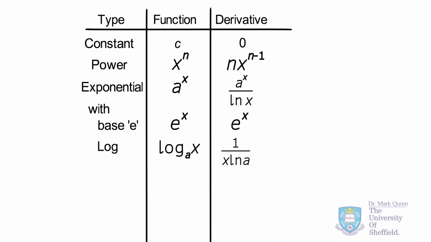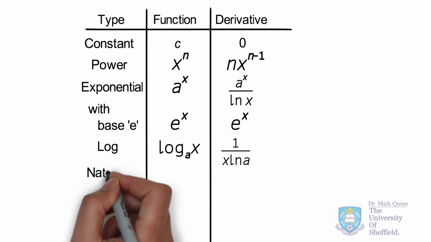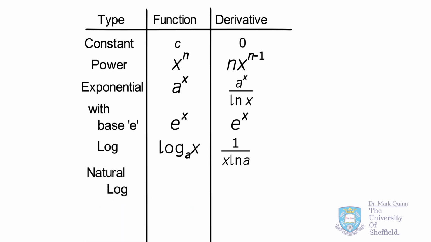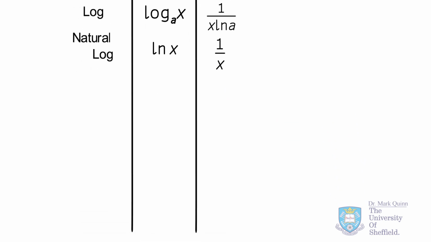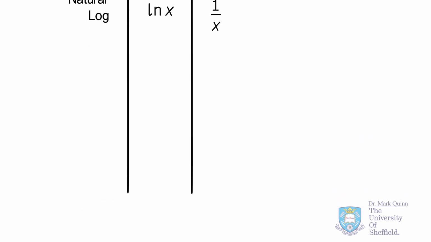The derivative of any log to the base a is 1 over x natural log a, and the derivative of natural log is 1 over x. Next, we've got the basic trigonometry functions.